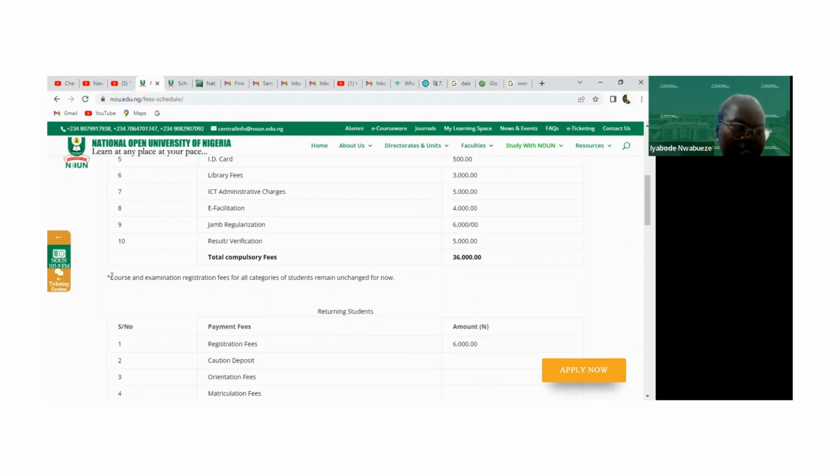Aha, yes. This is what I was actually looking for. It is highlighted there that the course and examination registration fees for all categories of students remain unchanged for now. Yes, because what I've always known is that for your course registration, you pay 1,000 naira, for examination, you pay 1,000 as an undergraduate. And as a postgraduate, you pay 2,000 for course registration and 2,000 for examination registration. So it has remained unchanged. I didn't see this before, so this is what I was actually looking for.